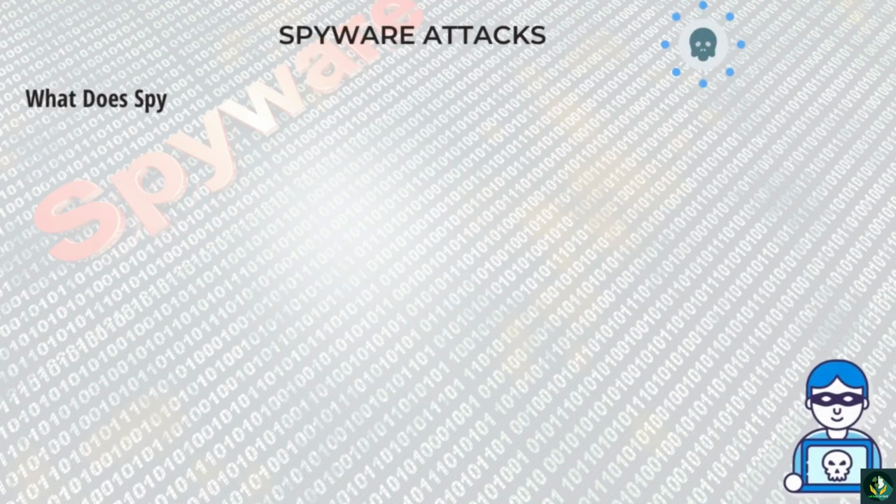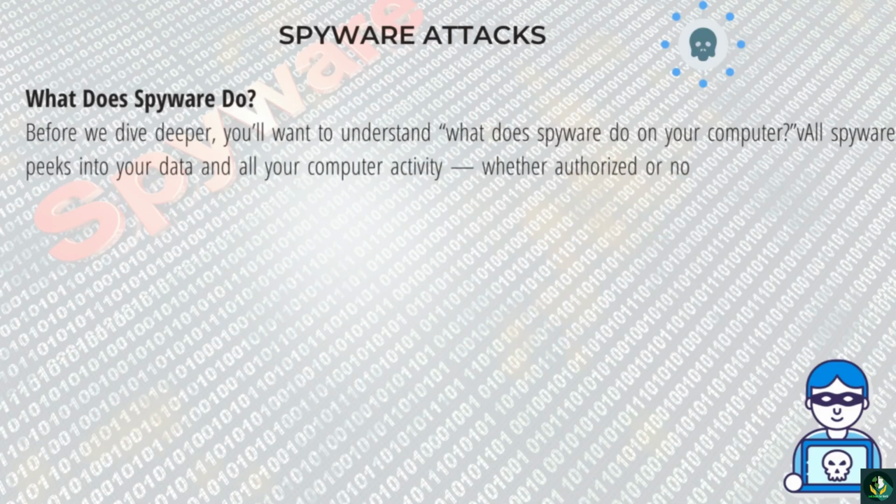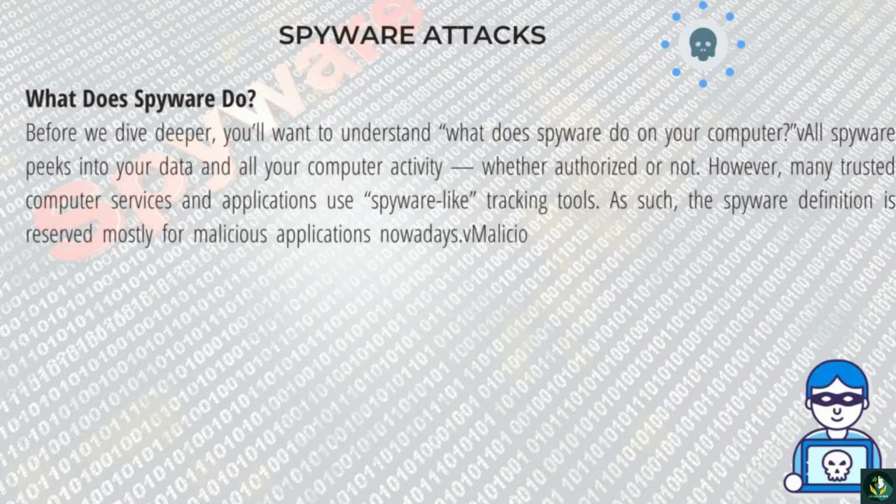What does spyware do? Before we dive deeper, you'll want to understand what spyware does on your computer. All spyware peeks into your data and all your computer activity, whether authorized or not. However, many trusted computer services and applications use spyware-like tracking tools. As such, the spyware definition is reserved mostly for malicious applications nowadays. Malicious spyware is a type of malware specifically installed without your informed consent.